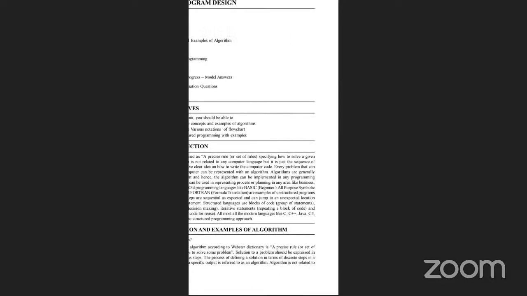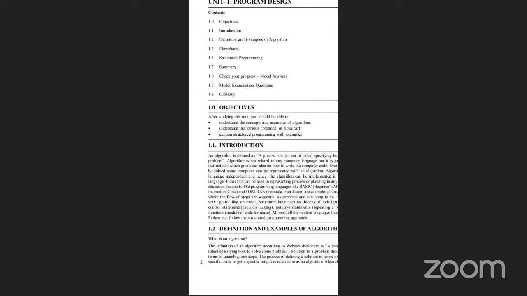Structured languages use blocks of code, groups of statements, control statements, decision making, iterative statements, repeating a block of code, and functions, modules of code. Almost all the modern languages like C, C++, Java, Python, etc. follow the structured programming approach.